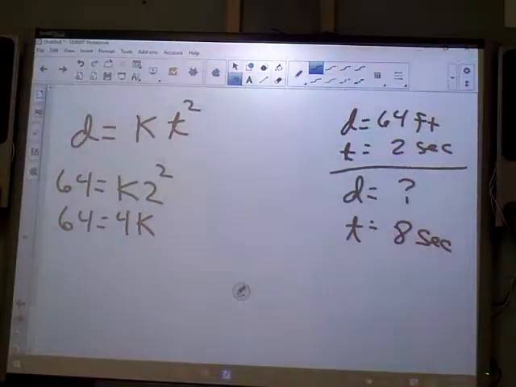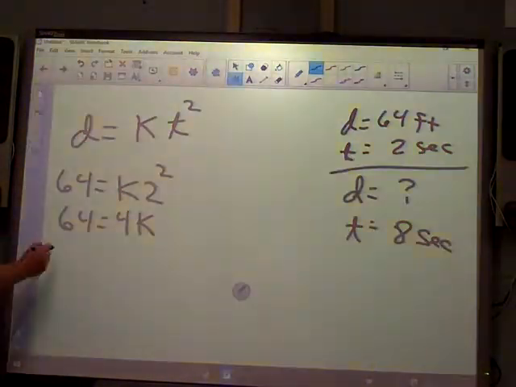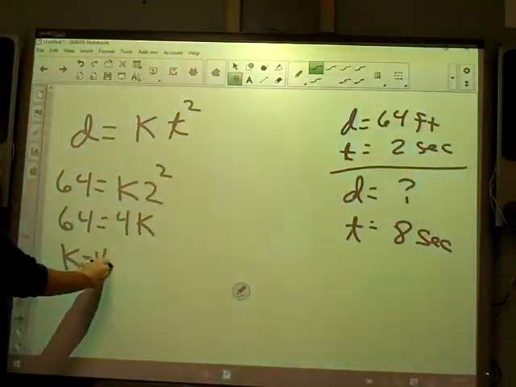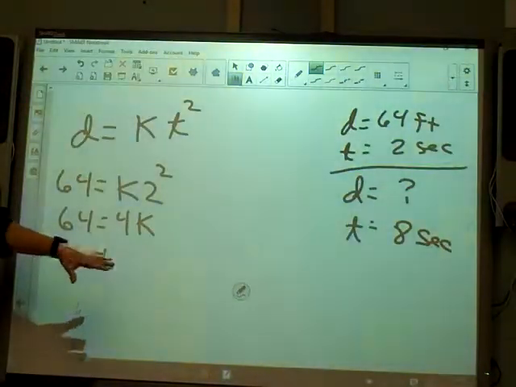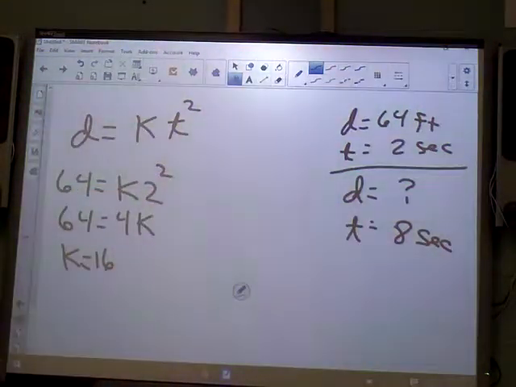What's k? Wish I'd have given you all an $80 calculator to figure it out. Oh, wait, I did. Thank you, Kirsten. K is 16. So now take your 16, you got your time, use that to find the distance.